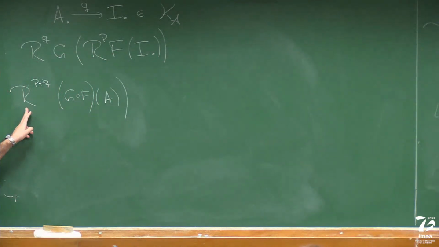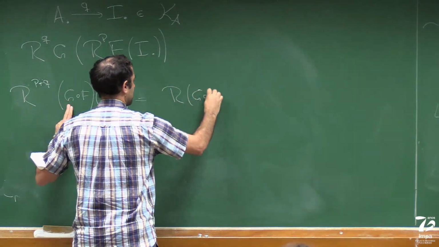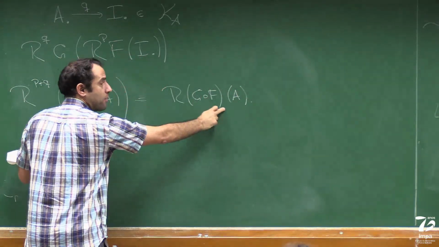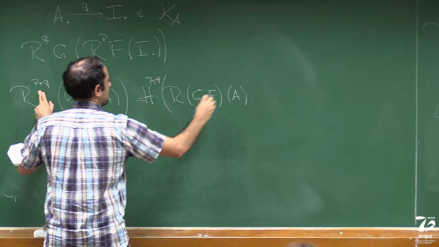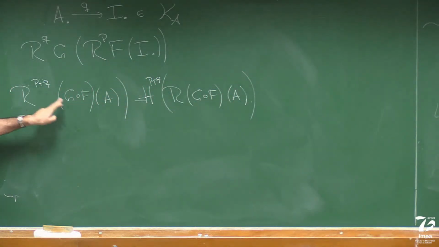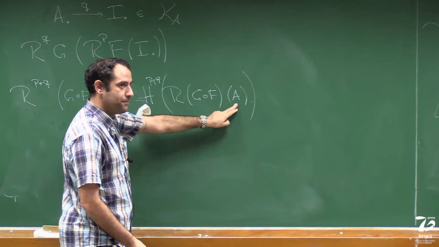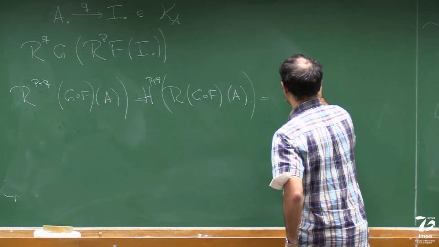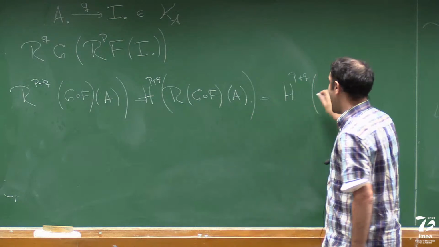Now, this by definition is what? Take the derived functor of the composition, apply it to A. This is a complex in the derived category, and take the homology in degree P plus Q. That's the definition of this P plus Q derived functor of G composed with F. Now, how do you compute the derived functor of G composed with F on A? This composition was built out of taking H^(P plus Q) of, you apply G composed with F to I.